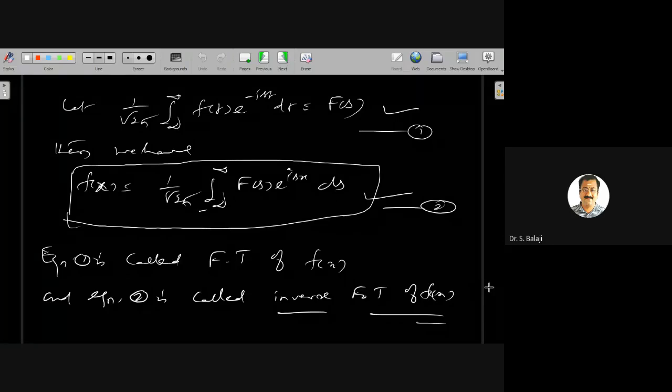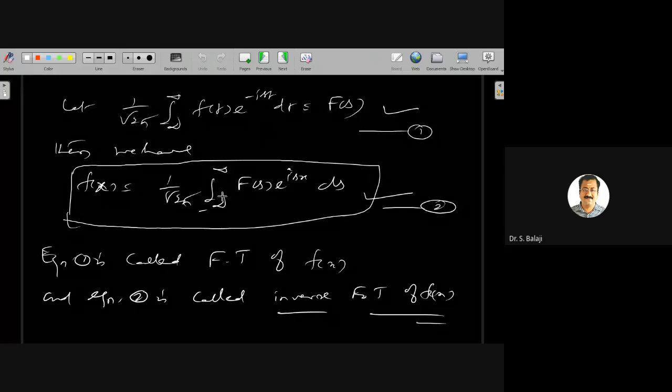Now the function is the same, function f. Instead of f of t, you are only changing the variable here, but the function is the same. Instead of f of t, you can use f of x, and here you can also change it to e power minus isx dx. So just note down this slide: this part is equal to F of s.